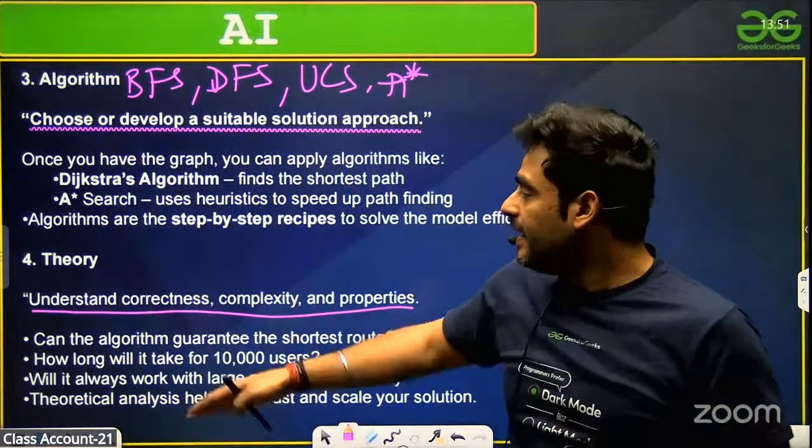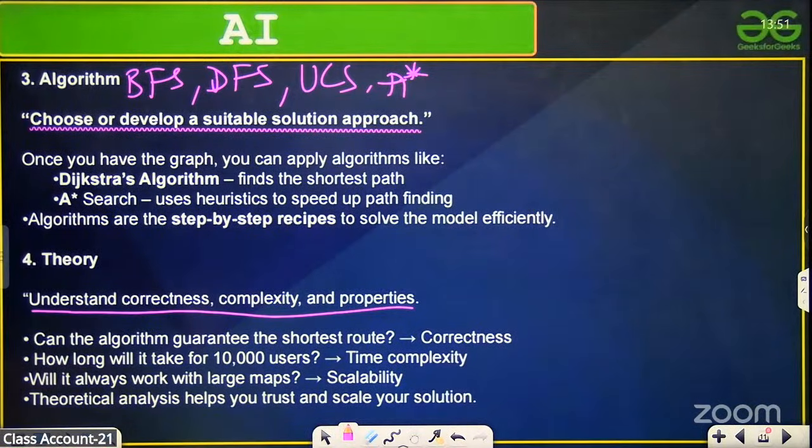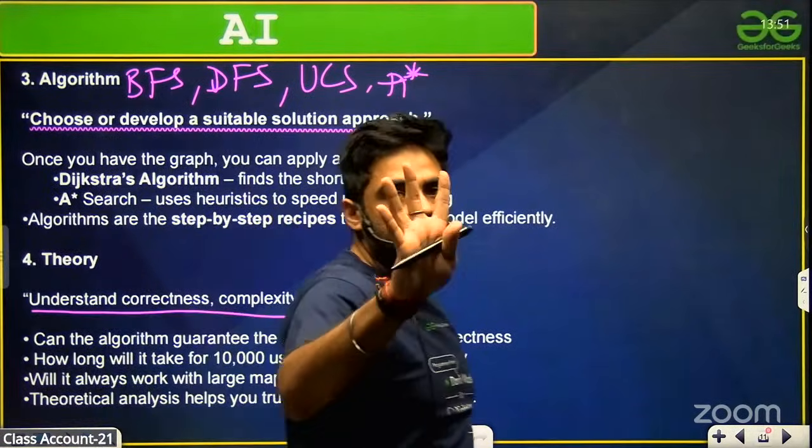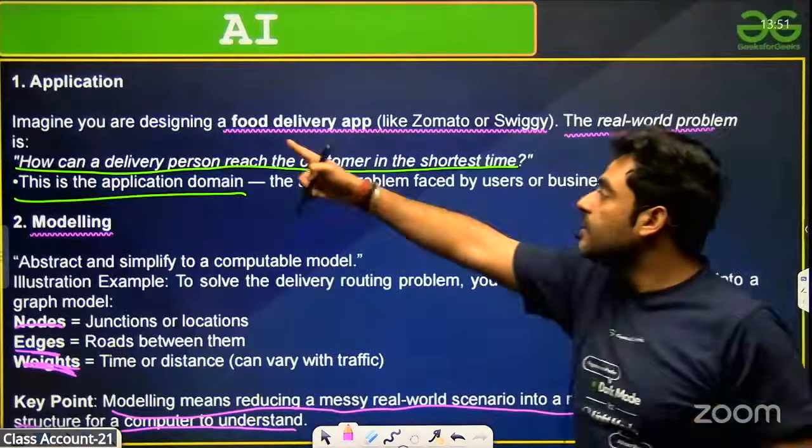Can I scale it? Is it accurate? So yes, that is the theoretical part. So the four pillars of AI are: firstly, just tell me the application.